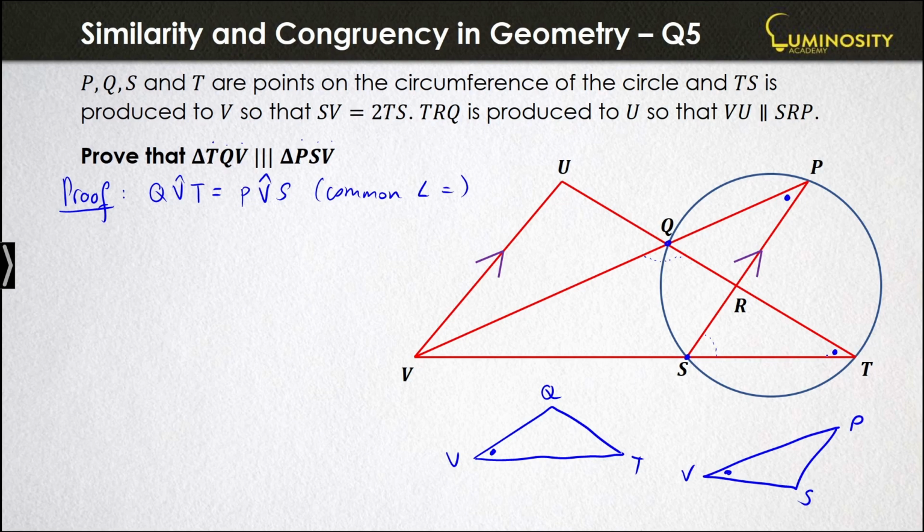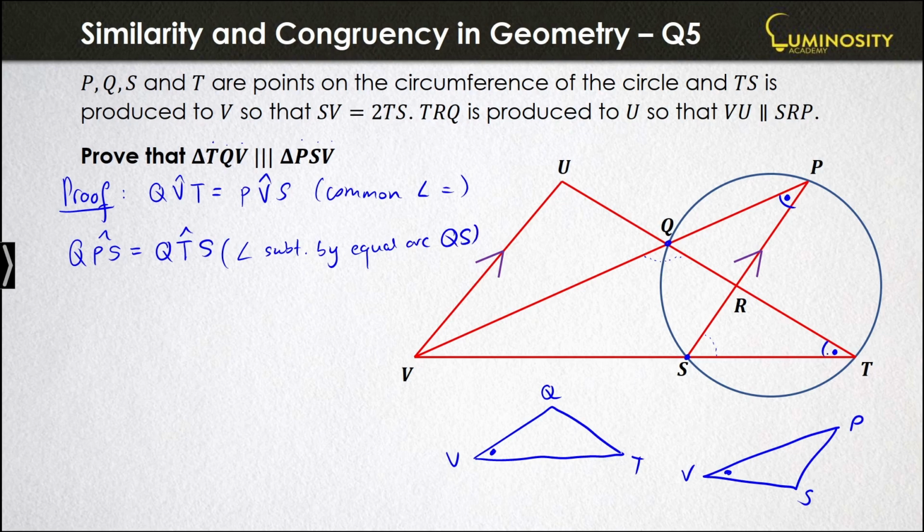Okay, so I'm going to note that down. I'm going to say angle QPS. Okay, so this angle here is equal to angle QTS, and that is by angles subtended by equal arc. And that equal arc is QS.